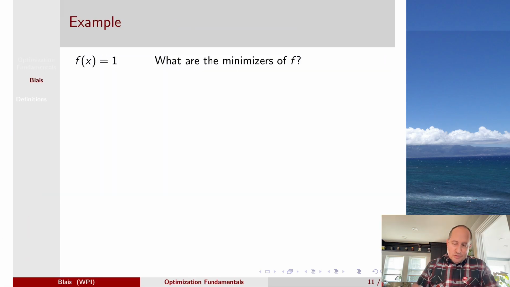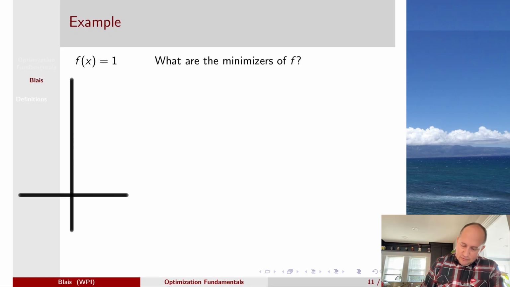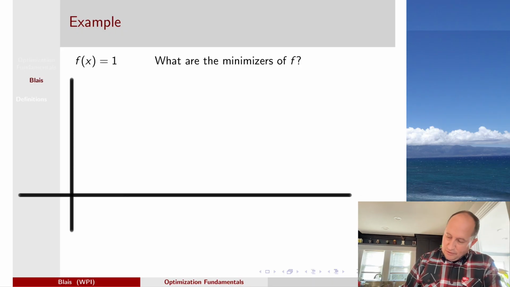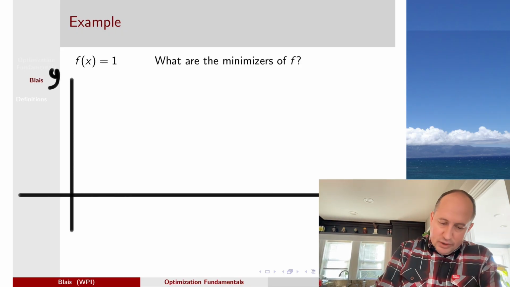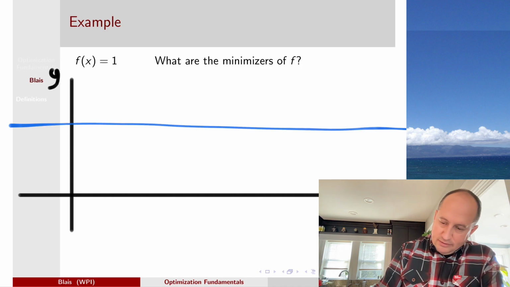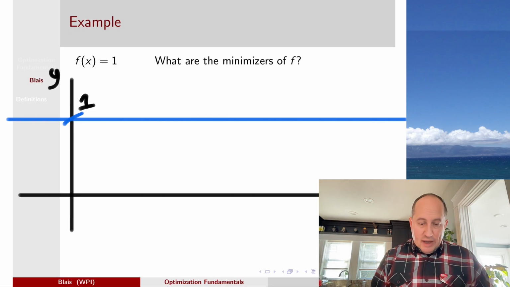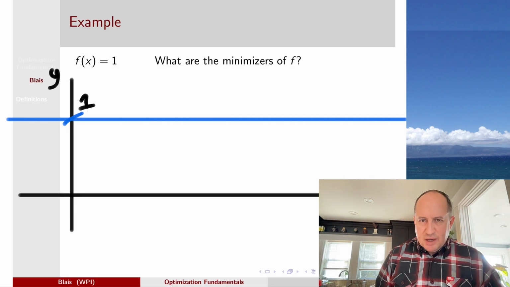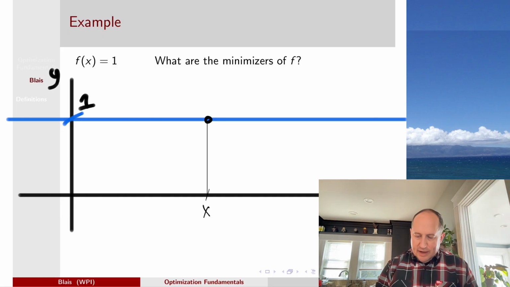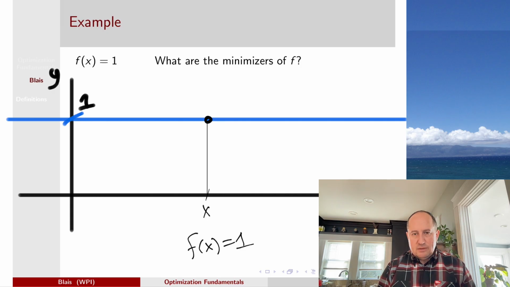Let's do a couple examples. One very basic example for a function of a single variable, f of x equals 1. We know that this is just a horizontal line of y equals 1. And the question is, what are the minimizers of f? It's a very basic example, but think about just picking any point. Well, you know that f of that x value equals 1. That's true for any x value.